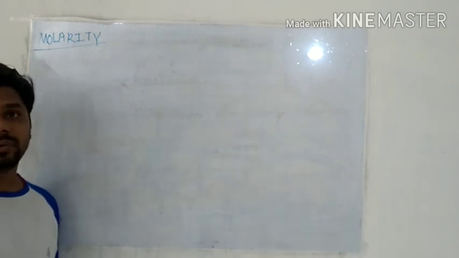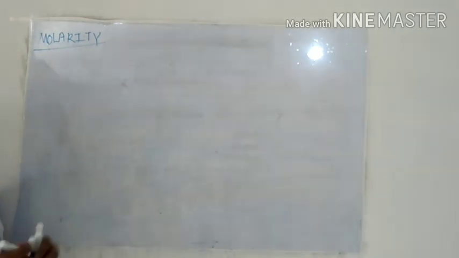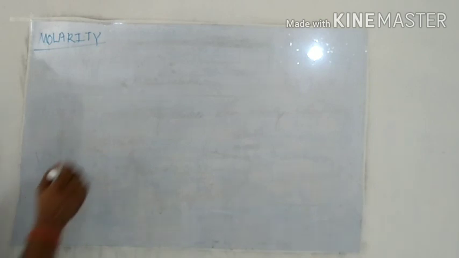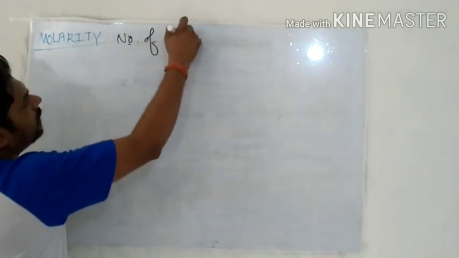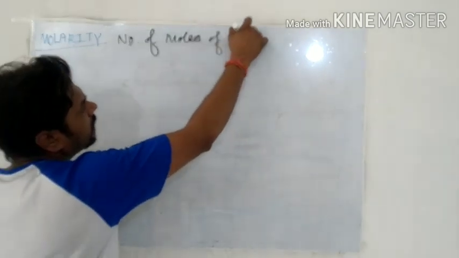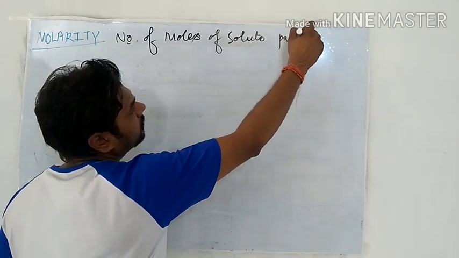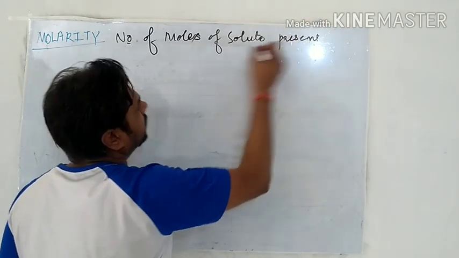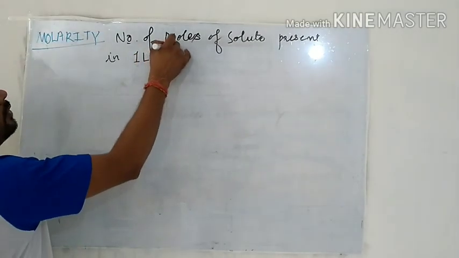Molarity is defined as the amount of solute, or we can say the number of moles of solute, present in 1 liter of solution.